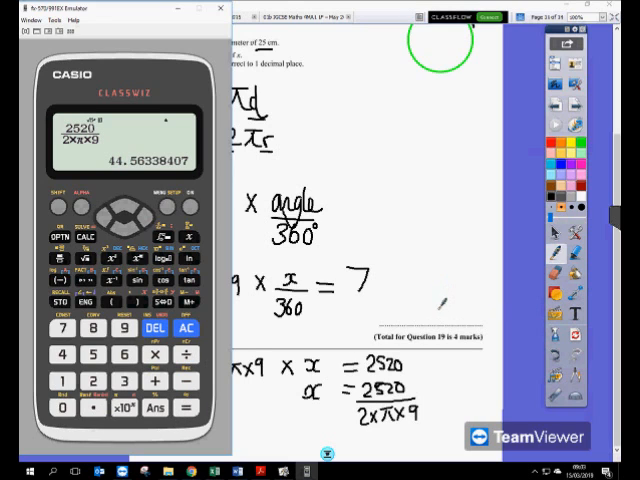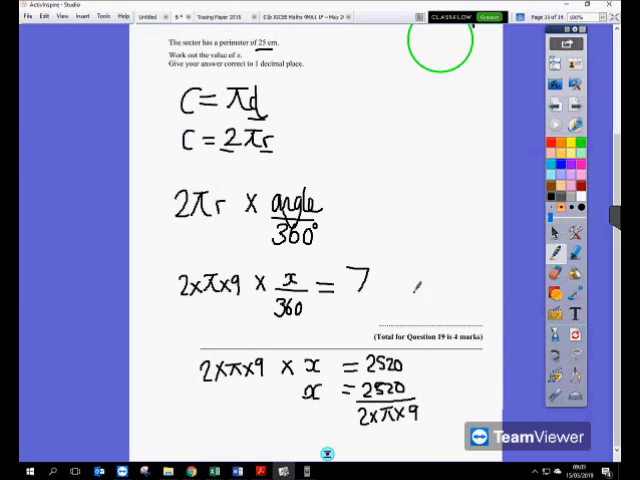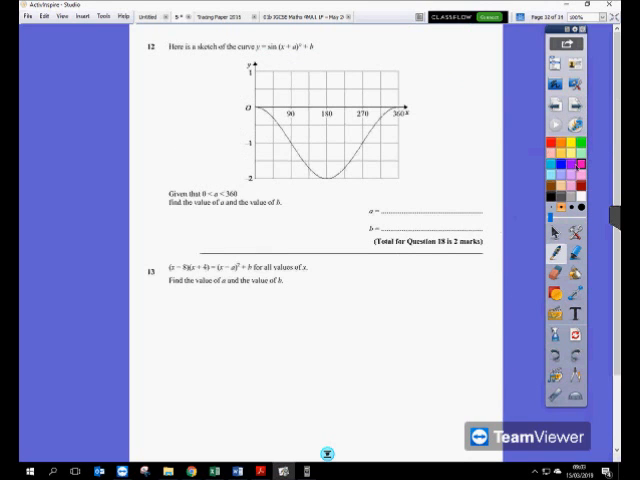So 44.563. If you round this to 3 significant figures, it's 44.6. Actually, it's 1 decimal place, but it produces the same answer, 44.6. I always advise copying the calculator display and then rounding it to 1 decimal place. Okay, next.